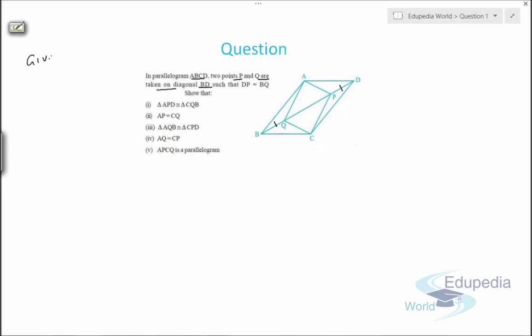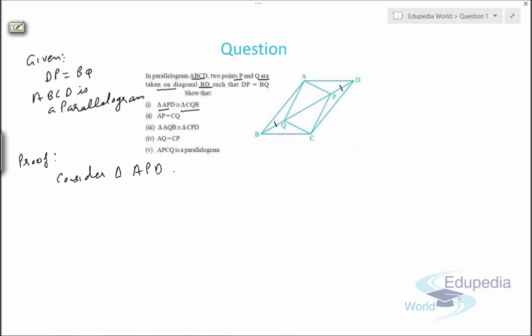So first of all we need to write the given. It's given DP equals BQ and ABCD is a parallelogram. Now let's discuss the proof. First we need to prove triangle APD is congruent to triangle CQB. So consider triangle APD and triangle CQB, means this triangle and this triangle we need to consider.